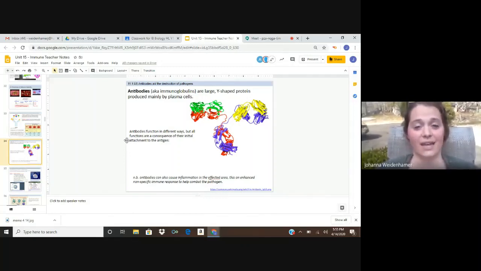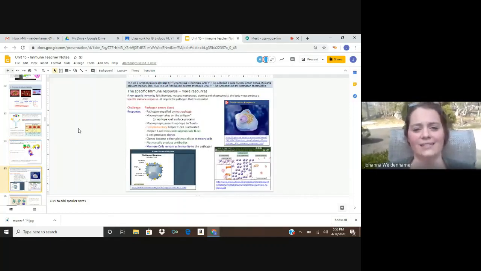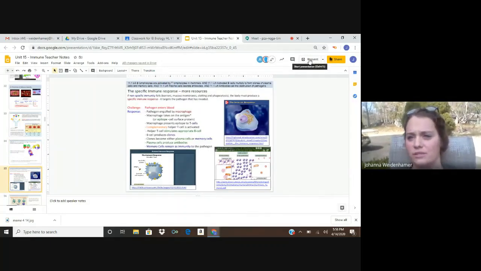So again, antibodies are going to be connected to specific antigens. And that's why we call it the specific immune response, because those antibodies will only correlate with antigens that they're supposed to match up with. So let's take a look at our immune response. I'm going to present the screen so you can see it a little bit better.